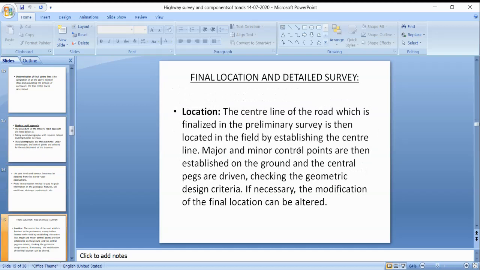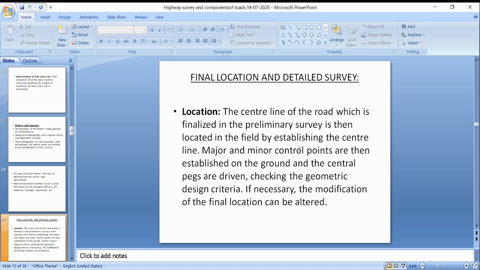Next comes the final location. Here it is easier, and in the modern rapid survey we capture the picture by aerial photograph and get the information easily. So here, the final location and the detailed survey. First, we have done the map study. Afterwards, we did the preliminary survey, where we discussed the conventional survey and the rapid survey. And next, we are going to discuss the final location and the detailed survey.